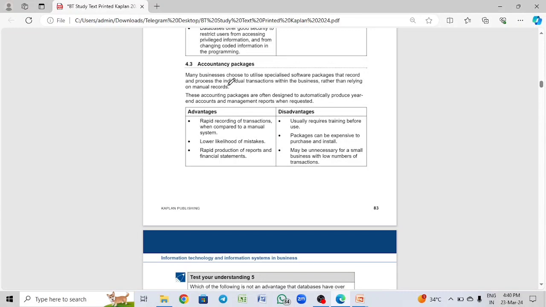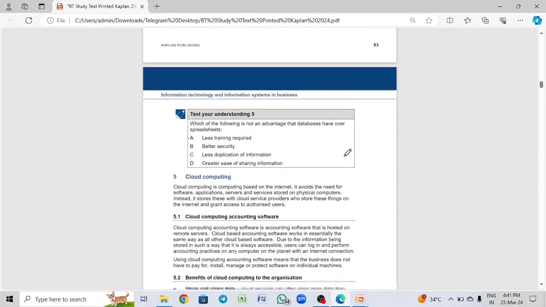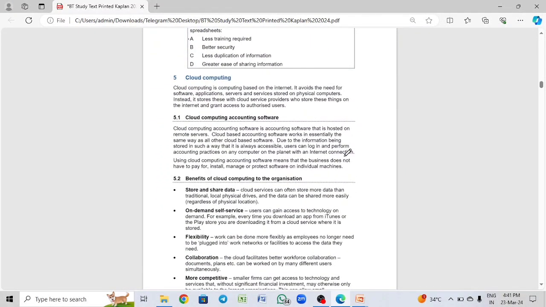So what are the disadvantages? It requires training. The cost of installation and purchase is really very high and may be unnecessary for small businesses with a low number of transactions, right? Now let's move to a new topic, which is known as cloud computing. Now, what is cloud computing? Cloud computing is basically computing over the internet.